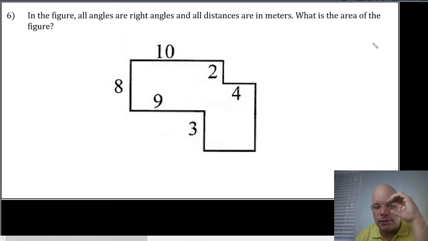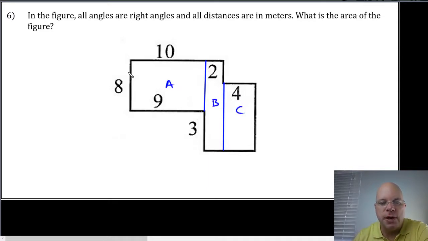There's so many different ways to do this one. I'm going to show you a couple different ways, and I'll show you what I think is the most efficient way. You could extend this side up to here, and extend this side down to here, and break this up into 3 rectangles, A, B, C. You see you have 8 by 9 here. That's straightforward. Here you would have to do some work to try to figure out how long this side is.